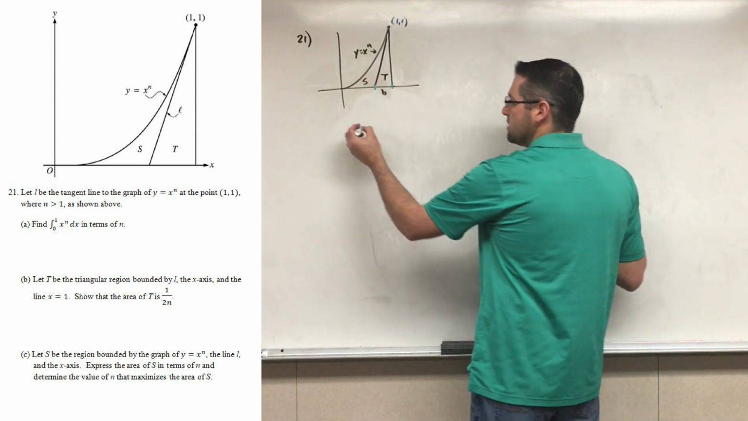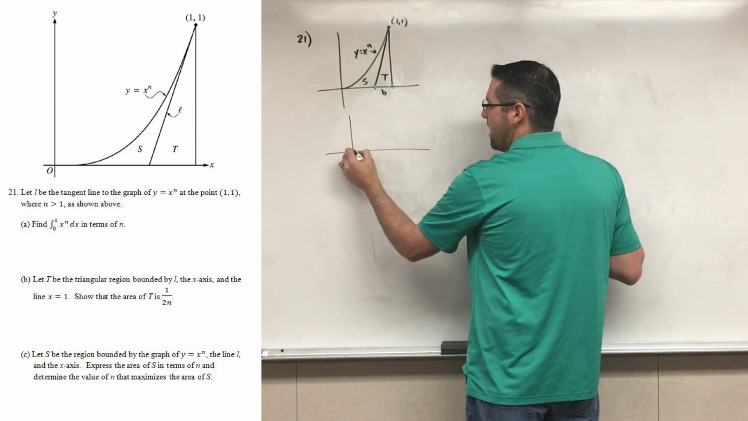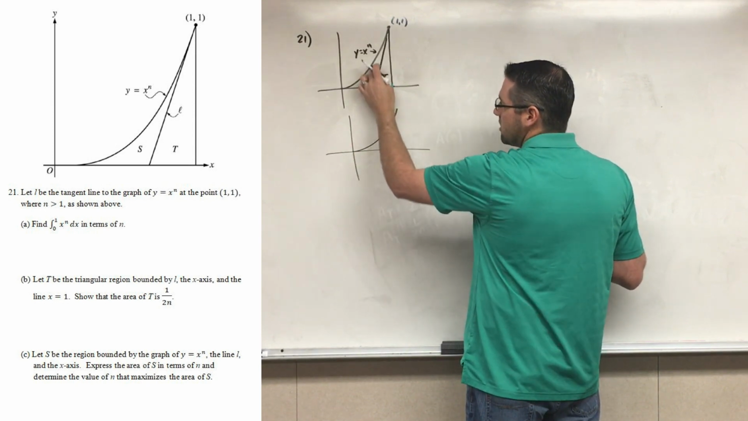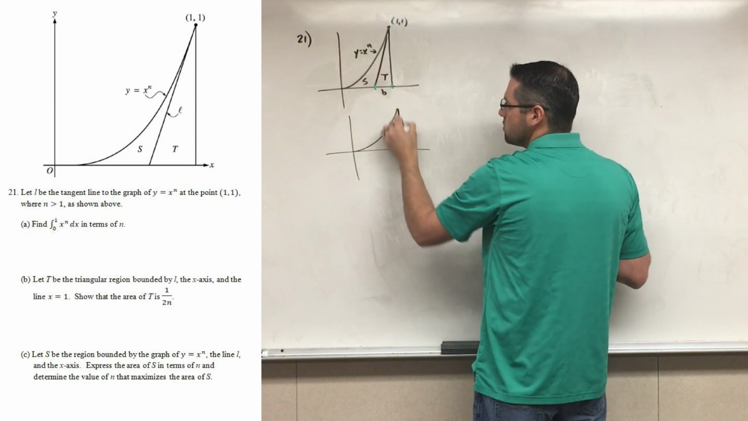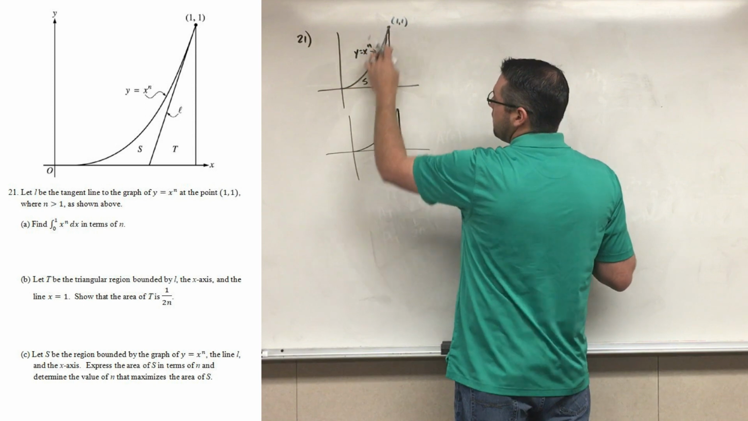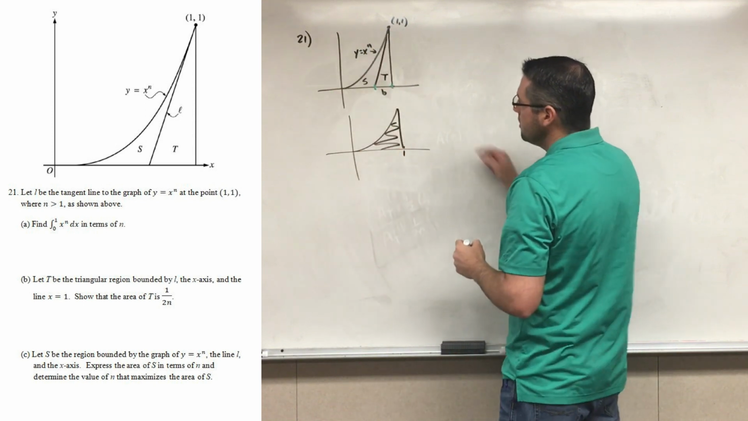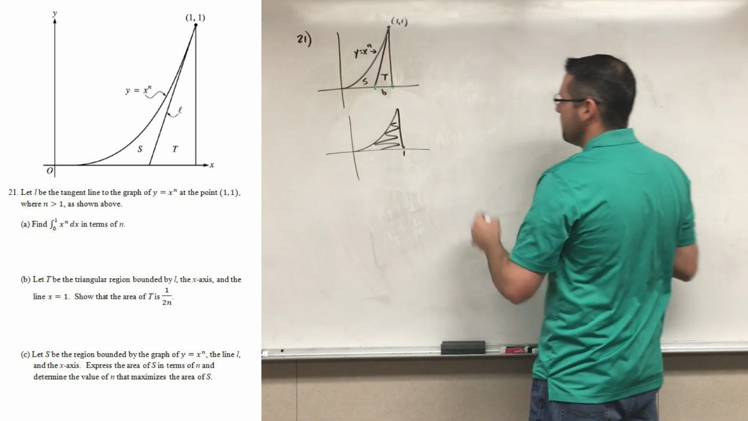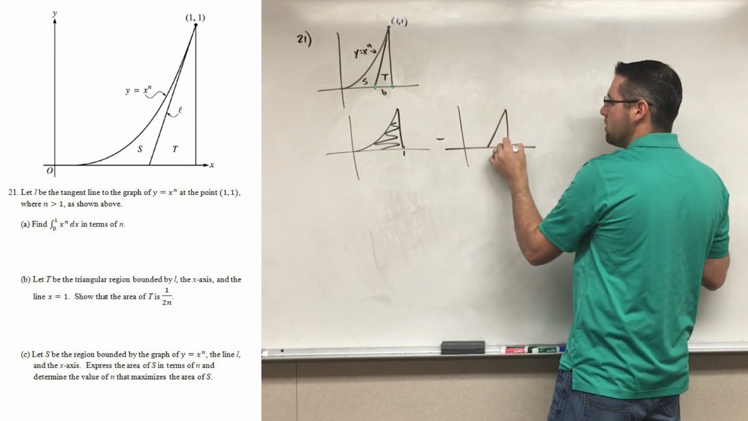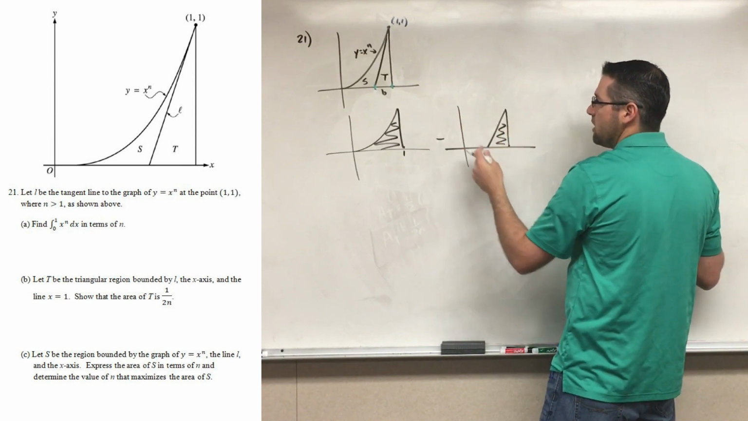Now, we did a problem like this a little bit ago. If I were to break this apart, it could get kind of complicated if I draw a vertical line there. So what I'm going to do instead is find the area of this region, which is the area under x to the n, all the way from 0 to 1. And then I'm going to subtract the area of that triangle there, and that will give me the area of region S.